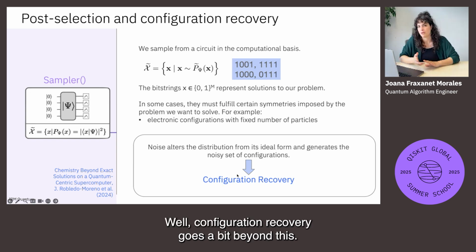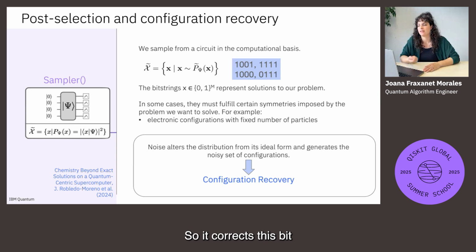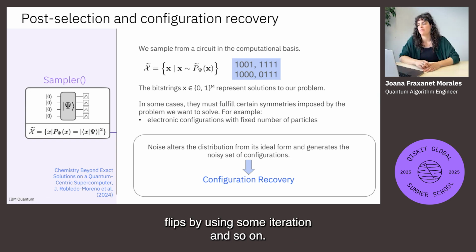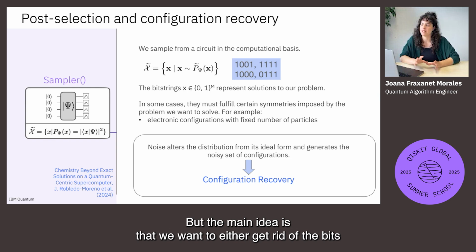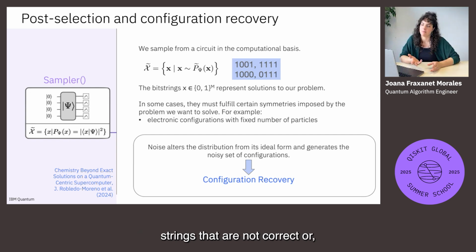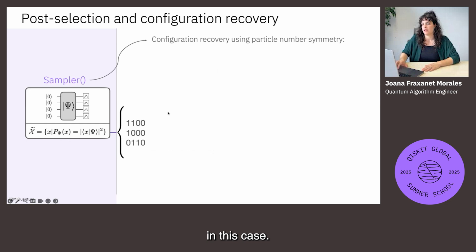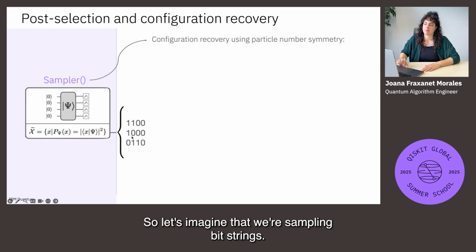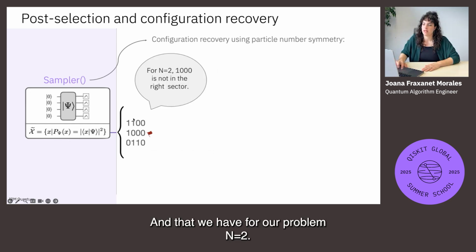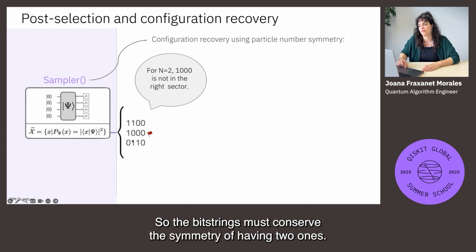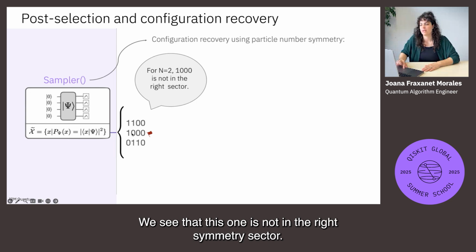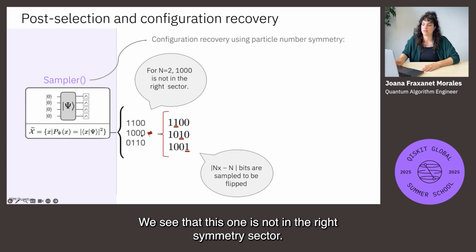Configuration recovery goes a bit beyond this, so it corrects these bit flips by using some iteration and so on. But the main idea is that we want to either get rid of the bit strings that are not correct, or recover the good configurations with configuration recovery in this case. So let's imagine that we're sampling bit strings and we have these ones here, and that we have for our problem n equals 2, so the bit strings must conserve the symmetry of having 2 ones, and this one is not in the right symmetry sector.